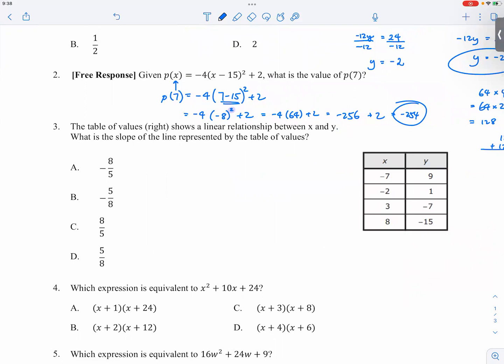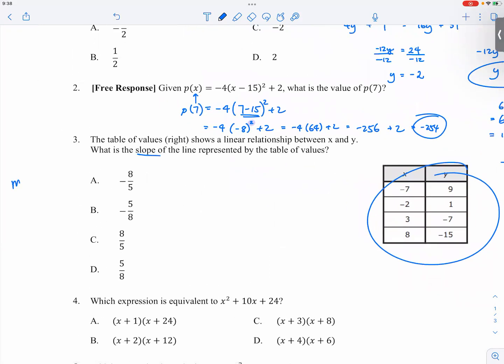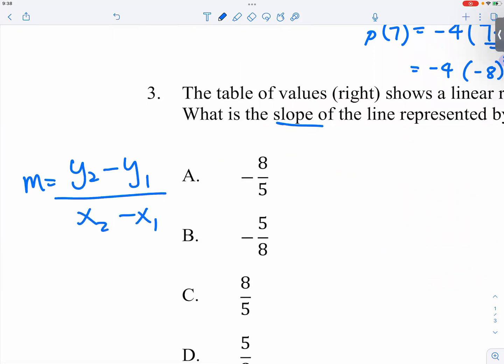Okay. All right. So question number 3. It's about this table, and they're asking you to find out the slope. How do you calculate slope? What's the slope equation? Louder. All right, very good, excellent.